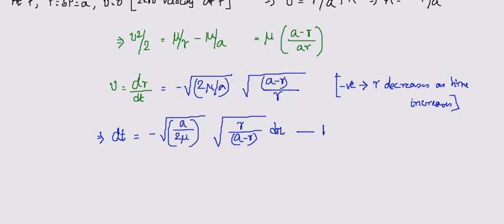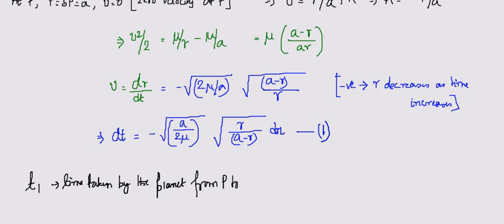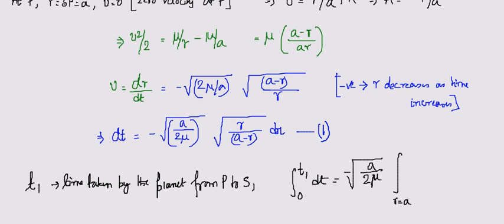So this is, let us take this equation 1. So if t1 is the time taken by the planet from P to S, then integrating 1, we will have 0 to t1 dt, then we have this root over a by 2 mu, okay, a by 2 mu, obviously minus is there, and we have this r of r equal to a to 0, right, into root over r by a minus r dr.